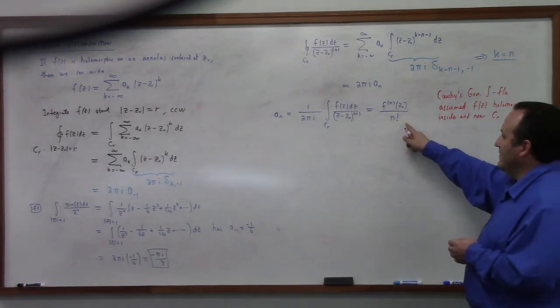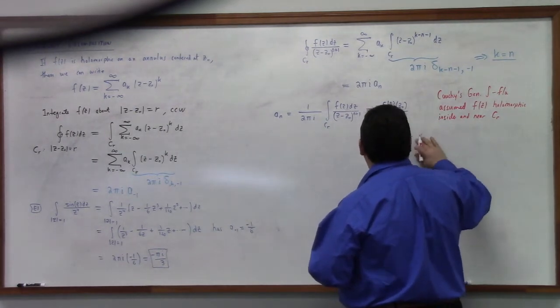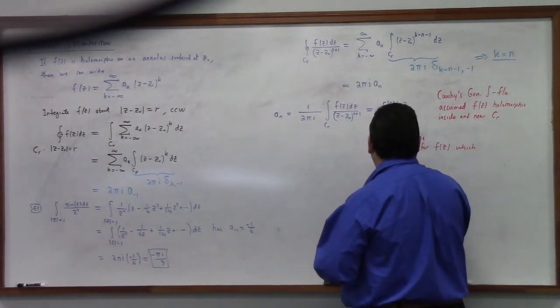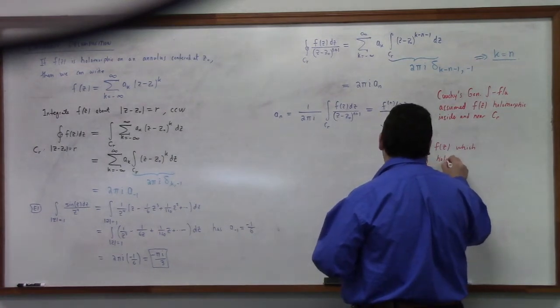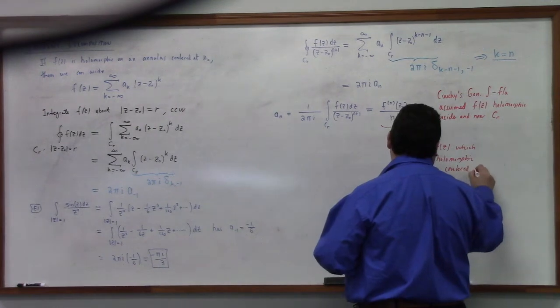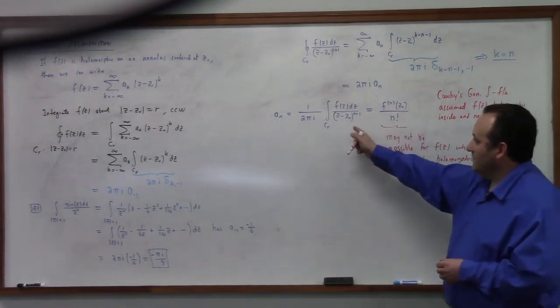So this, on the other hand, does not make sense. It may not be possible for f of z, which is merely holomorphic on an annulus centered at z naught. So I cannot write that equality unless I'm dealing with a function which is in fact holomorphic at the center of the annulus we're talking about. So this is really a very special case. The integral, on the other hand, I can do.